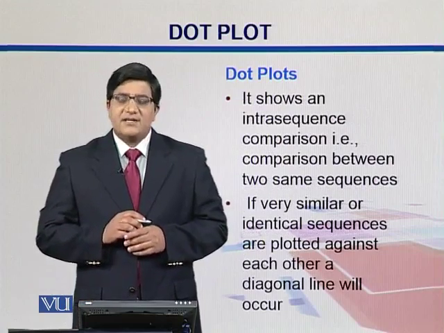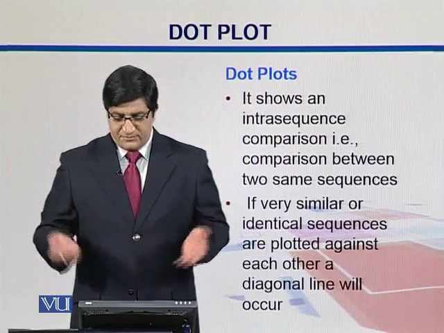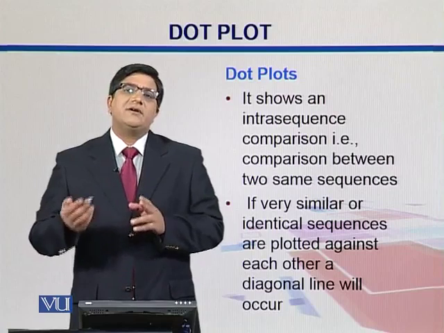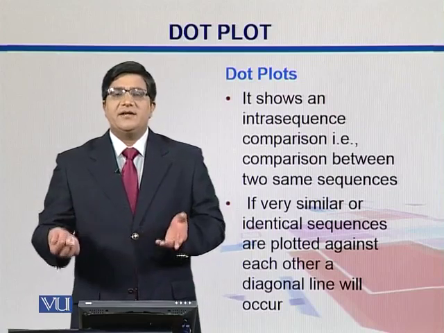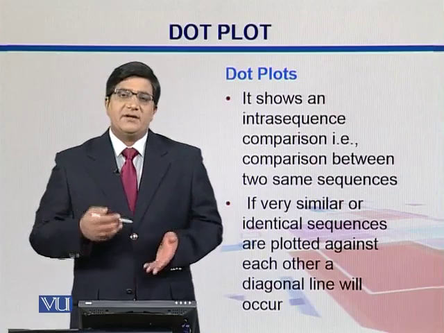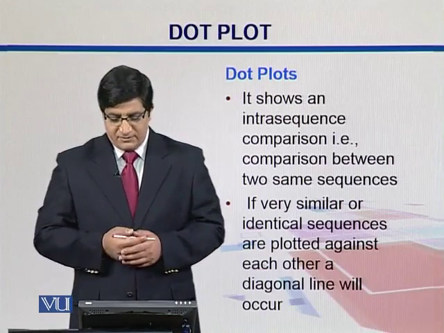Basically this arrangement is called a dot plot. Dot plots show intra-sequence comparisons. Sometimes we take the same sequence and try to find out whether we have repeats in that sequence, or how many repeats we have, and whether they are direct repeats or inverted repeats. We'll do that and see it in a moment.